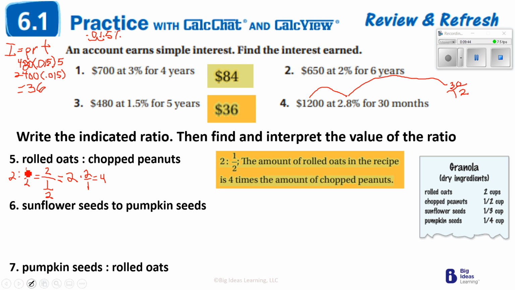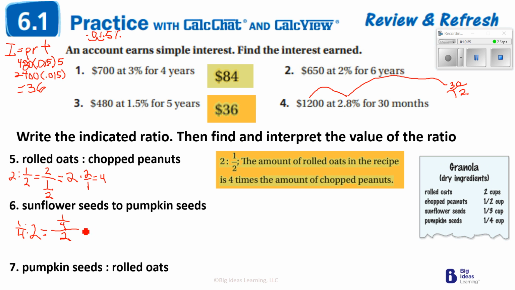So I think I'll do the work over here for number 7. Gives me a little more space. 1/4. And then rolled oats. Let's see, pumpkin seeds was 1/4. Rolled oats would be 2. And that means we would turn this into a fraction, 1/4 over 2. This fraction means we're dividing, and the only way to divide when you have a fraction up top is to use keep, change, flip, right?